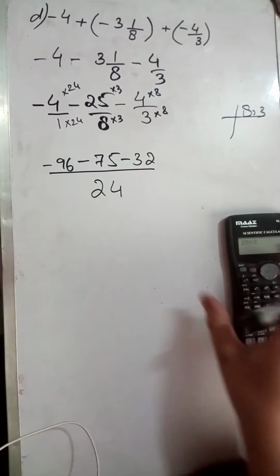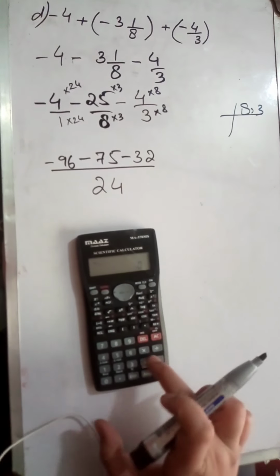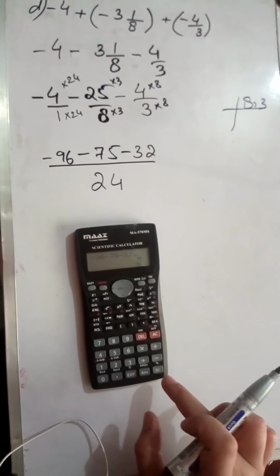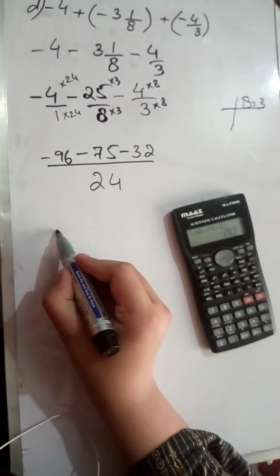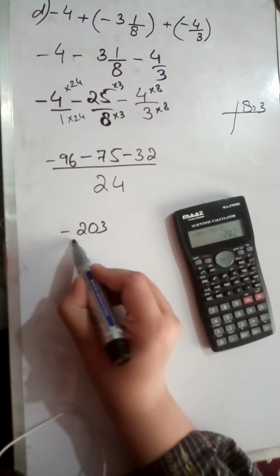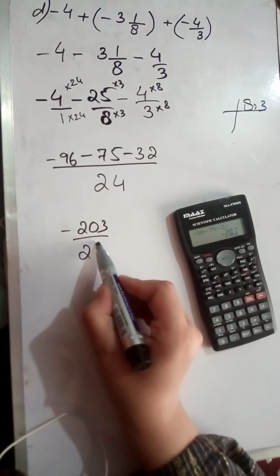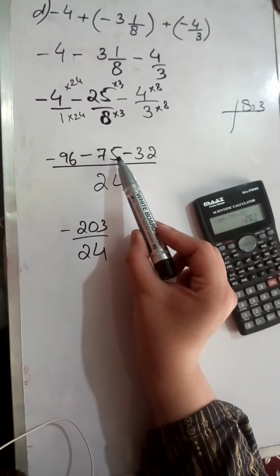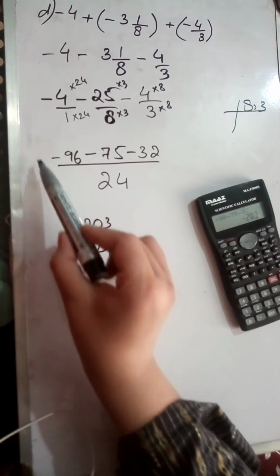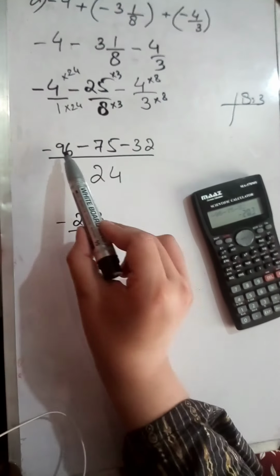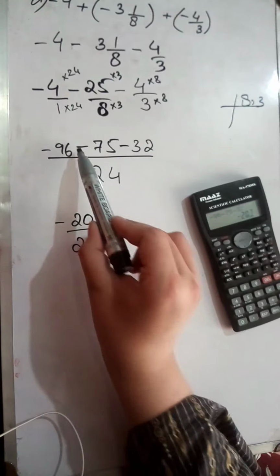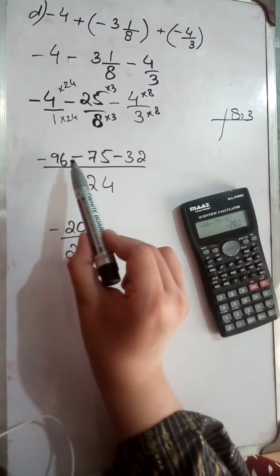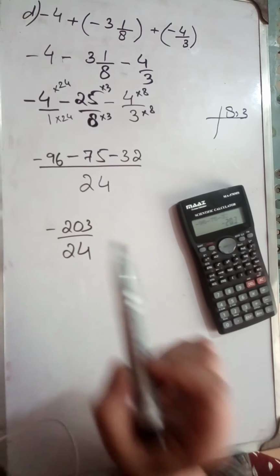Now we add these terms. What terms do we have? Minus 96, minus 75 and minus 32. We get answer minus 203 and the denominator is 24. As three terms have the same sign, minus, minus, minus, whenever we have the same sign in addition and subtraction, terms are added and we put the sign that the three terms or two terms have. So we add the three terms and since the terms have minus sign, we put the minus.